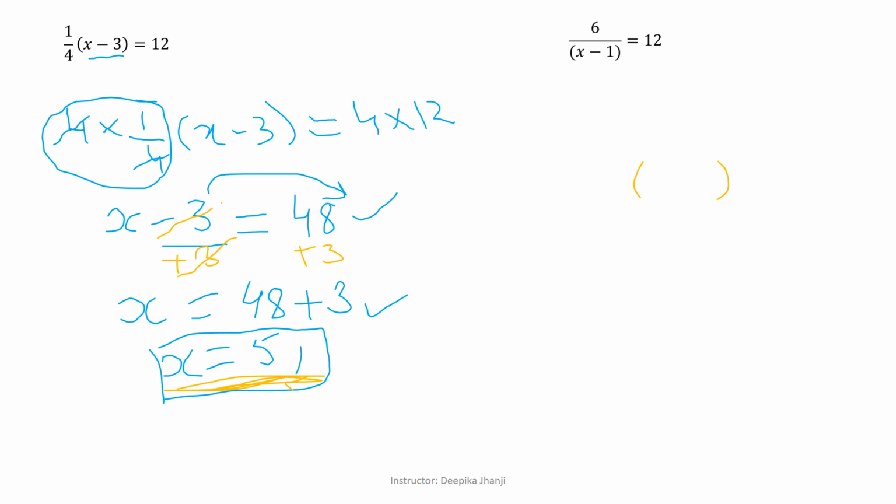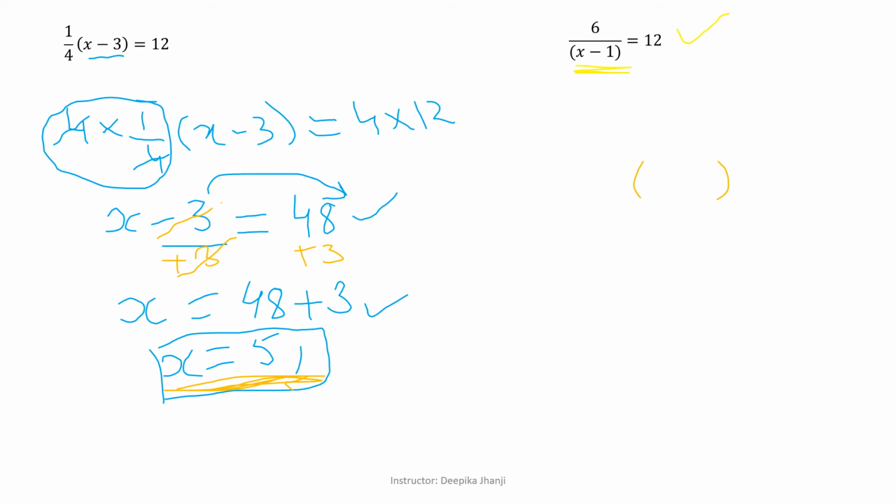My next example is 6 upon x minus 1 is equal to 12. This is a very important question because here the variable is in the denominator, right? So we have x minus 1 in the denominator. Now to get rid of x minus 1 from the denominator, we'll bring it to the opposite side.